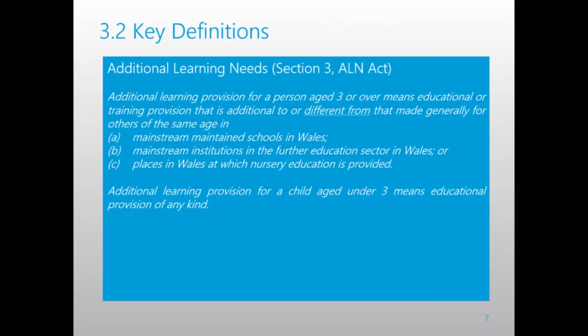Likewise, moving on to additional learning provision, which is section 3 of the Act, that is defined for a person aged 3 or more as educational or training provision that is additional to or different from that made generally for others of the same age in mainstream maintained schools in Wales, mainstream institutions in the further education sector in Wales, or places in Wales at which nursery education is provided. Additional learning provision for those under 3 means educational provision of any kind.